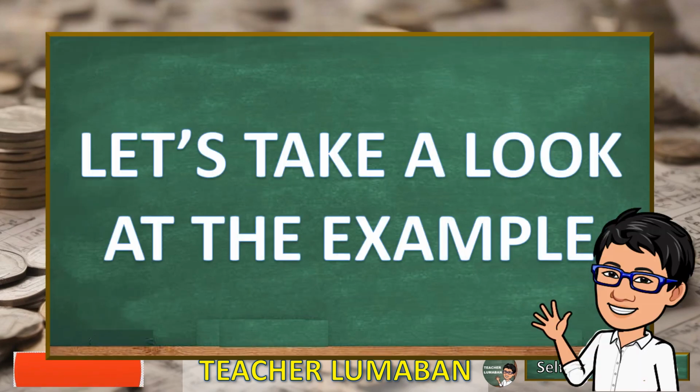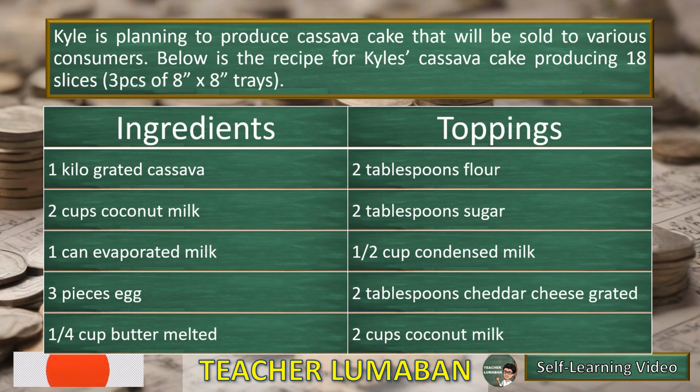Let's take a look at the example. Kyle is planning to produce cassava cake that will be sold to various consumers. Below is the recipe for Kyle's cassava cake, producing 18 slices from 3 pieces of 8 inches by 8 inches trays.